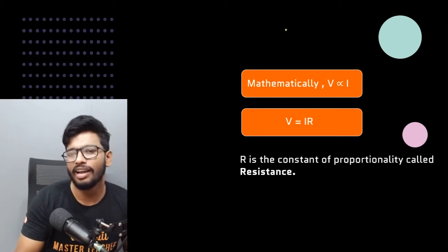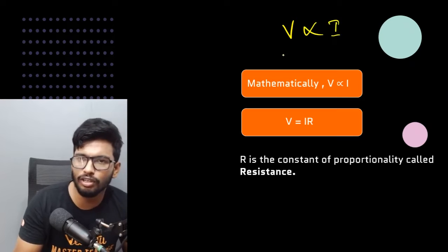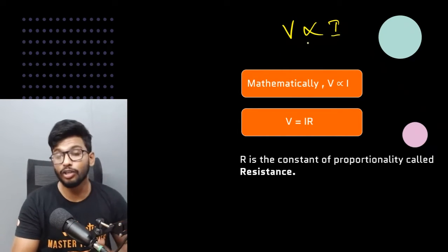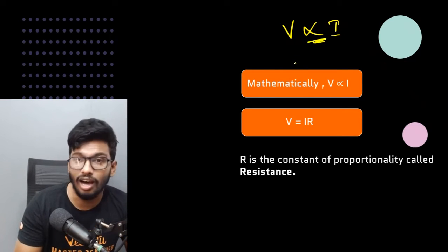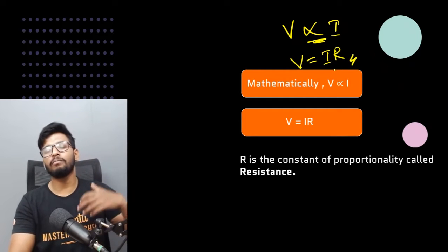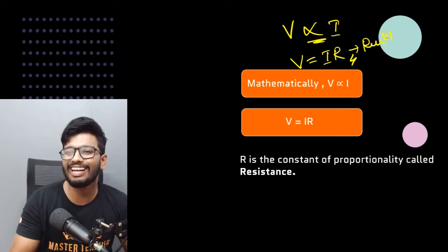Mathematically speaking, people, it is represented as V is directly proportional to I, where V is the potential difference and I is the current. So the more the potential difference, the more the current. In order to remove this proportionality sign, we came up with a constant which is called R. So the formula then gets modified to V = I × R, where R is known as the proportionality constant, which is nothing but your resistance.